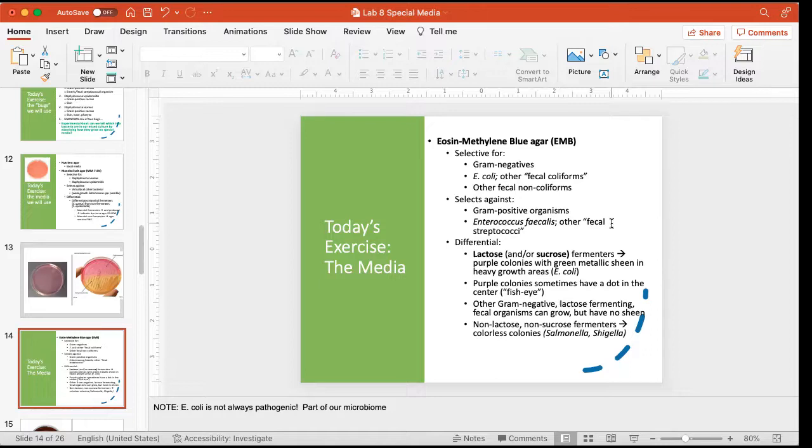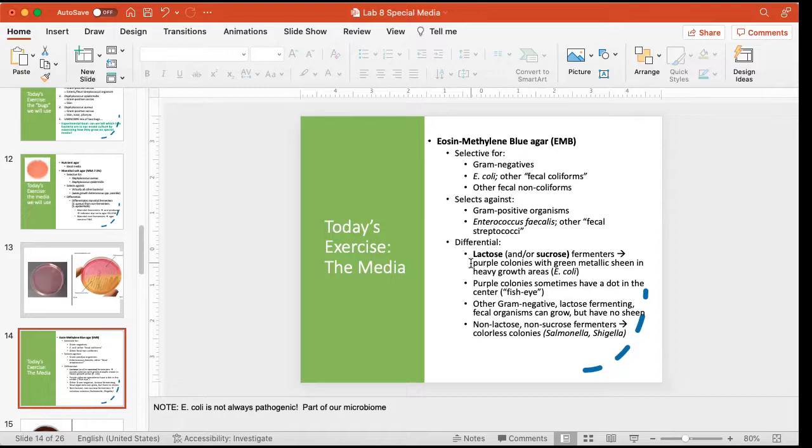Now, EMB is differential. It's going to help us differentiate between E. coli, other fecal coliforms, and non-coliforms. It's going to help us differentiate all these fecal gram negatives. If the organism is a lactose fermenter, it will grow as a purple colony.